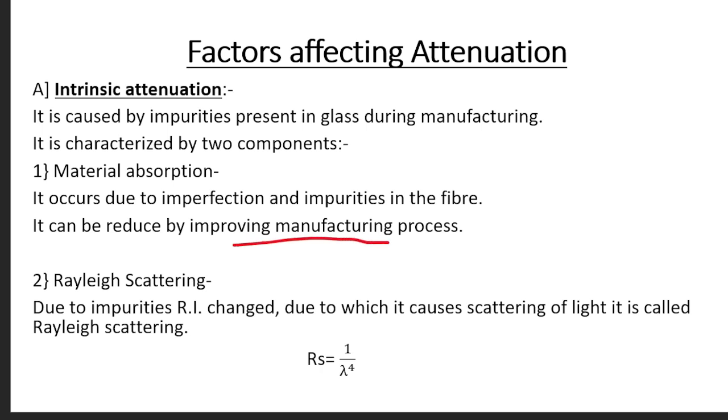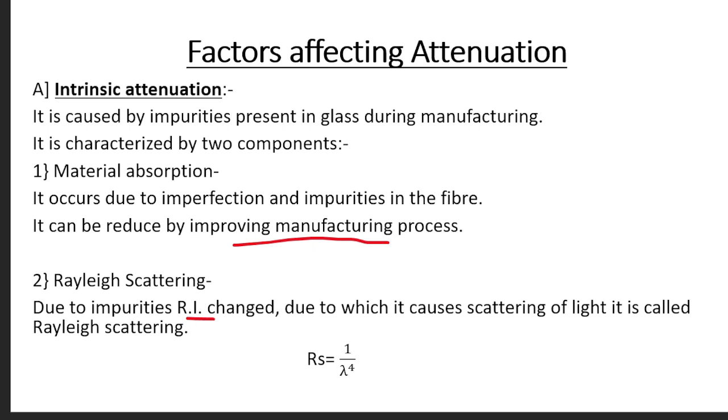Now the second is Rayleigh scattering. Due to the impurities, the refractive index is changed, which causes the scattering of light. That means the impurities change the refractive index and cause the scattering of light, which is known as Rayleigh scattering. This Rayleigh scattering depends on the wavelength, which can be given as Rs equals 1 upon lambda raised to 4.